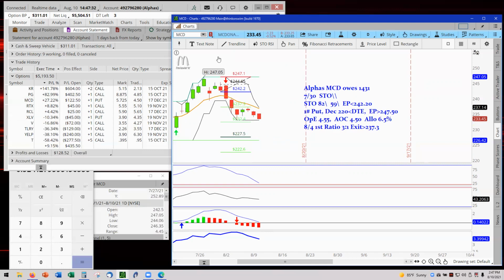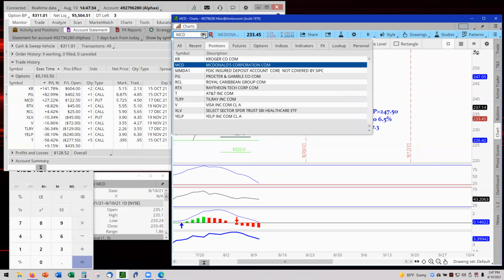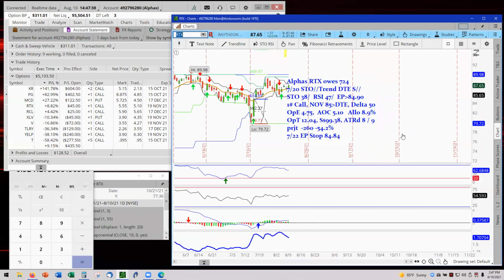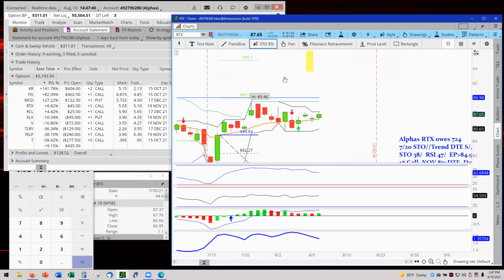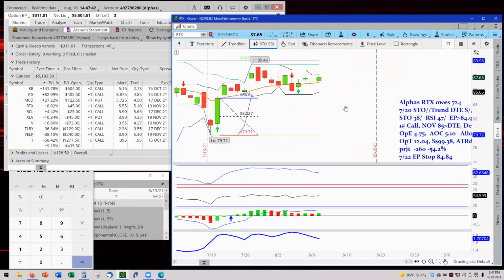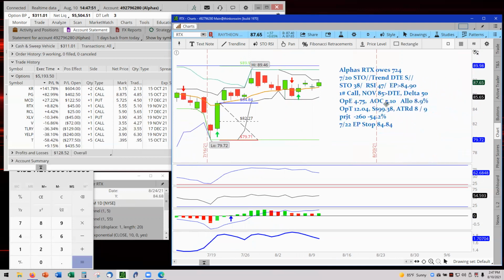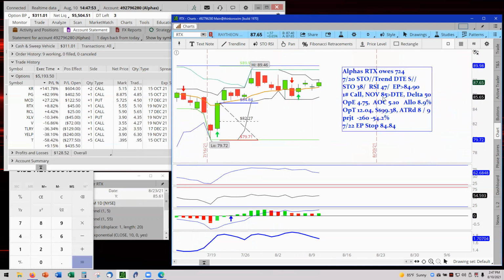Okay, that said, let's go to RTX. RTX is a call. RTX is here. And now we're going to go ahead and restore our... And it's climbing up nicely, but it still has not been able to get past that first ratio right there. And this trade is good till November. November, right there. And this is a DTE.